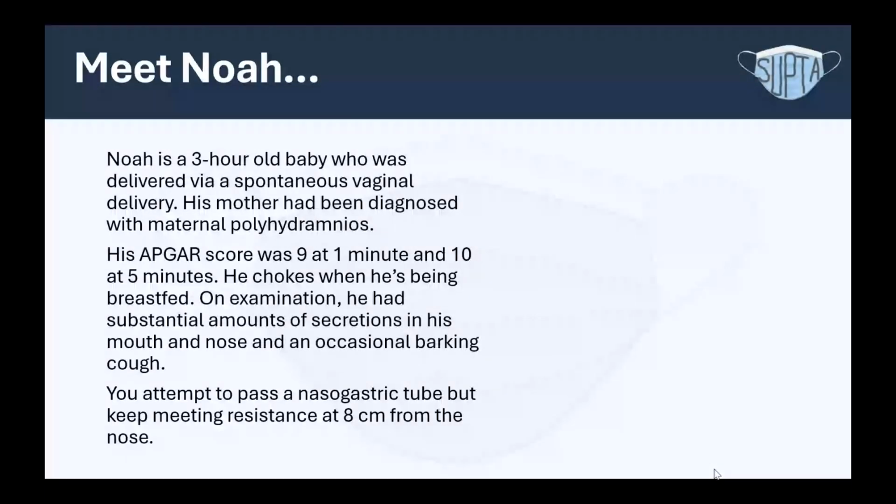At birth, Noah's Apgar score was 9 at 1 minute. The mum mentions that he chokes when he's being breastfed. When you examine him, you notice a frothy spit from the nose. So you take an X-ray to see what's going on. Can anyone in the chat tell me what it shows?